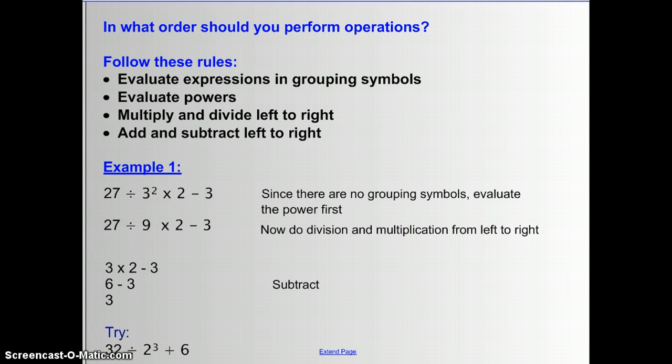It's 32 divided by 2 cubed plus 6. Take a second and work on that. Since there are no grouping symbols, do the exponent first. 2 cubed is 8. Then work on multiplying and dividing from left to right. So you're going to do 32 divided by 8, and then you're going to add 6. Hopefully that's the way you worked on the problem.